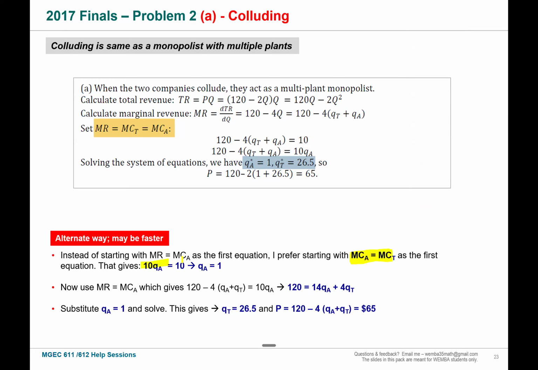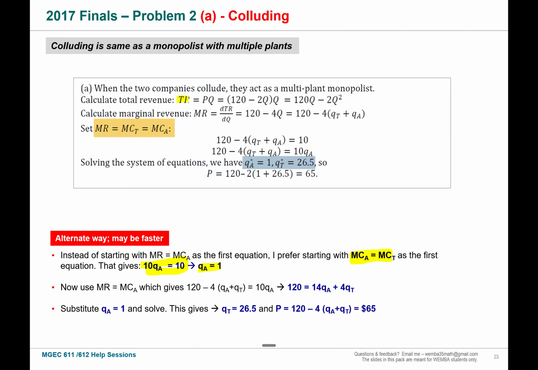So I can get the marginal cost of Actavis and Teva. They are right here. 10QA equals 10. So that means QA equals 1. So I got the first one: the quantity from the first firm is 1. Now I can go back to one of these equations, MR equal to MC. The trick is, how do I get MR? Well, in order to get MR, I have to go back to the revenue equation.